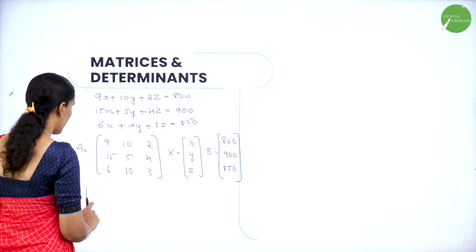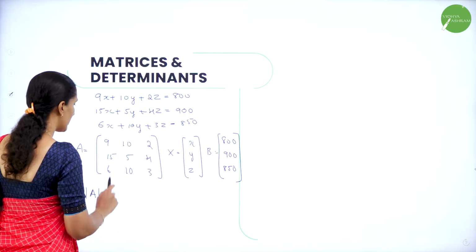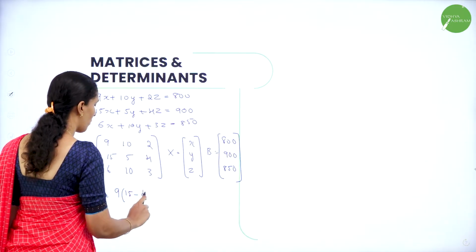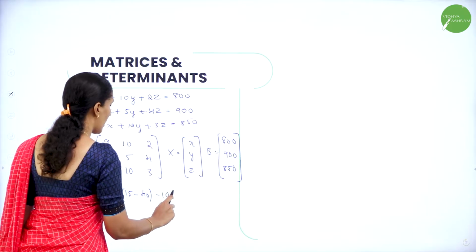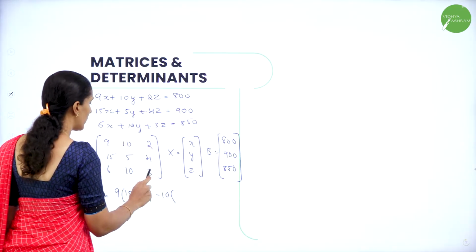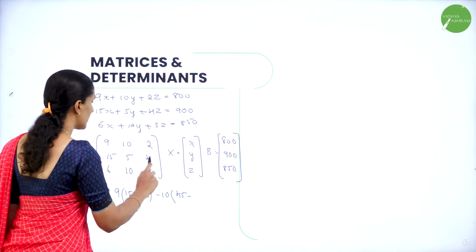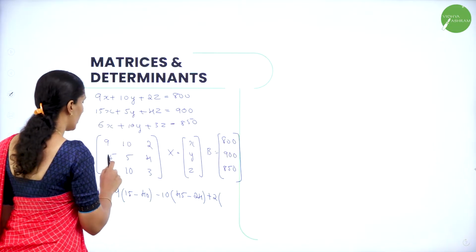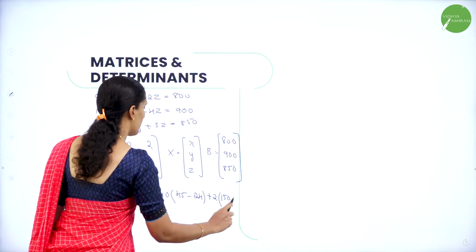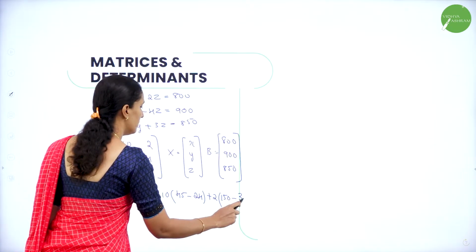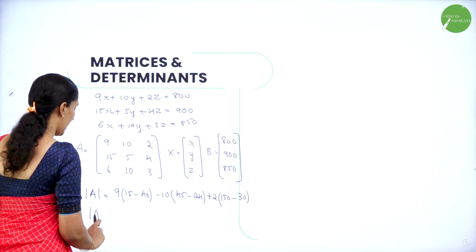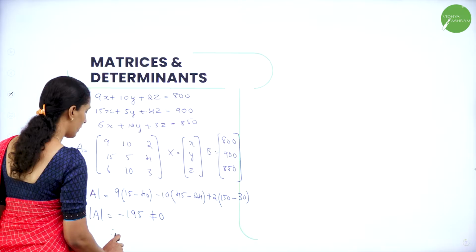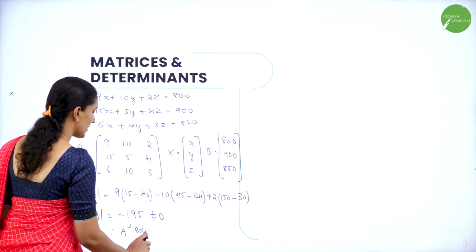Now let's find out determinant A. So determinant A is equal to 9 into (5 3s are 15 minus 10 4s are 40). Next, minus 10, so leave the column, leave the row: 15 3s are 45 minus 6 4s are 24. Next, plus 2 into (15 10s are 150 minus 6 5s are 30). So determinant A is equal to minus 195. So this is not equal to 0. Therefore what we can conclude is, A inverse exists.